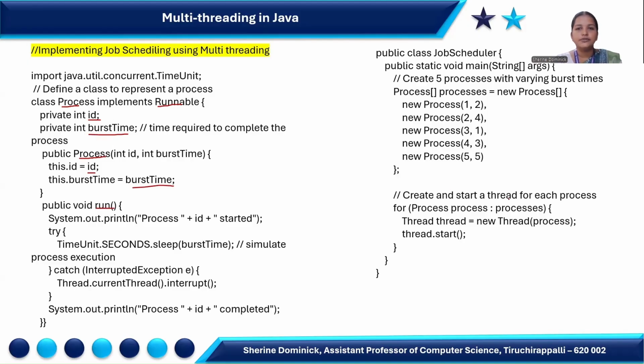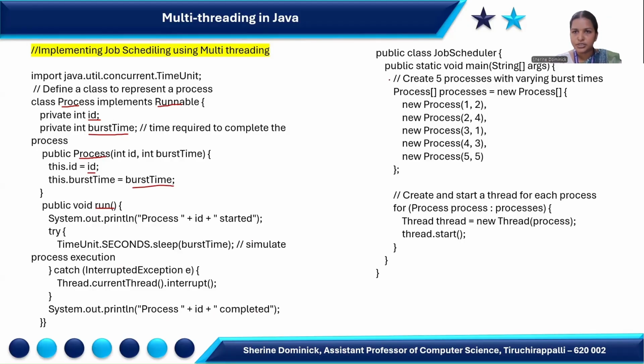Within the run, we mention how the thread gets started. For each second, the thread must get started. Everything is mentioned here: the time unit, seconds, and the burst time is given as the sleep. Once the burst time maximum value is reached, the thread will be put to sleep. In the catch block, I'm handling any interruption that arises. Finally, I'm printing the process, its ID, and the completed state.